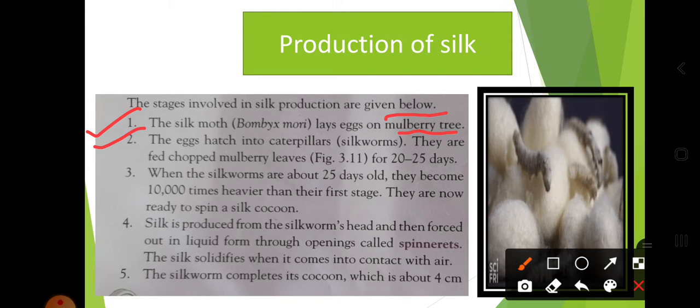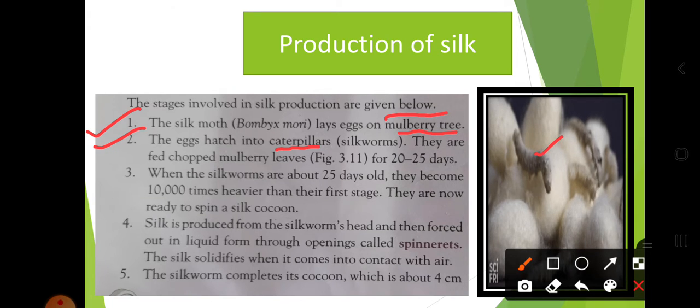In the next step, what will the eggs do? The eggs hatch into caterpillars. The eggs convert into caterpillars, known as silkworms. So the caterpillars are nothing but silkworms. They are fed chopped mulberry leaves for 20 to 25 days.